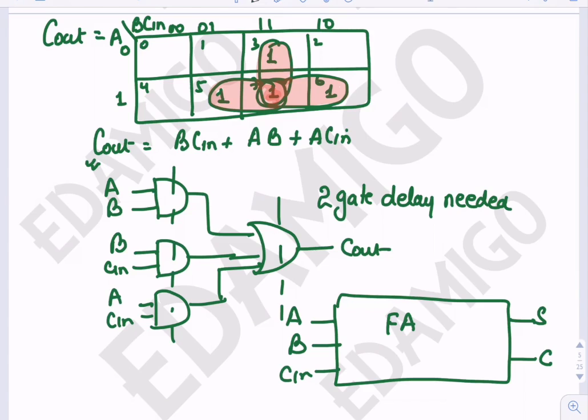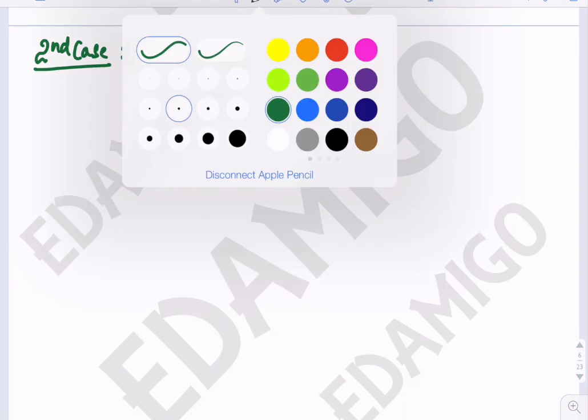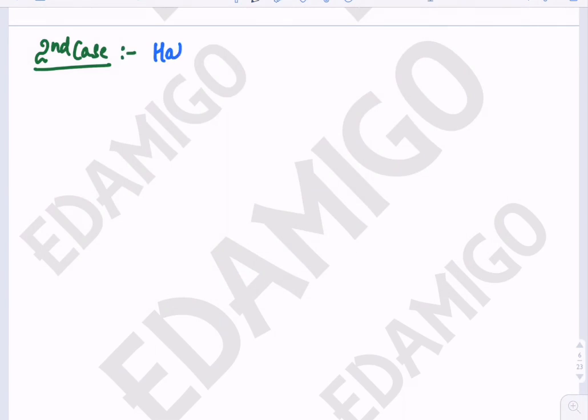Okay, so now let's move on to the next case, that is case 2. Here, if in the question it is given that we have half adders and we want to design the full adder using half adders. First of all, let me explain half adders also. So what is a half adder? A half adder has only two inputs A and B. There is no carry input available.